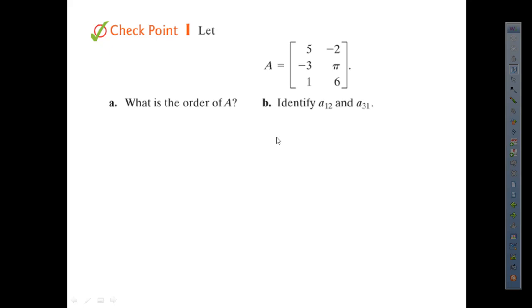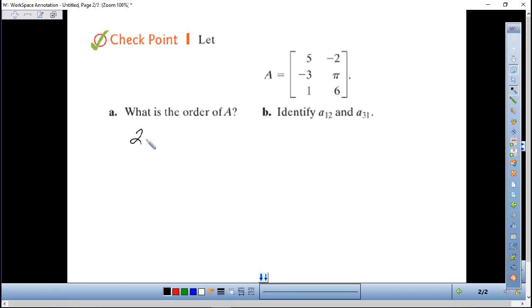All right, real quick, let's look at another one here. What's the order of A? Well, remember, it's rows by columns, so you're going to have row 1, 2, 3. And then we've got 1, 2 columns. Sorry, I said 3 and then wrote down 2. You've got 1, 2, 3 rows and 2 columns, so you've got a 3 by 2 matrix. Identify element a12, first row, second column, -2, and a31, third row, first column, that's 1.